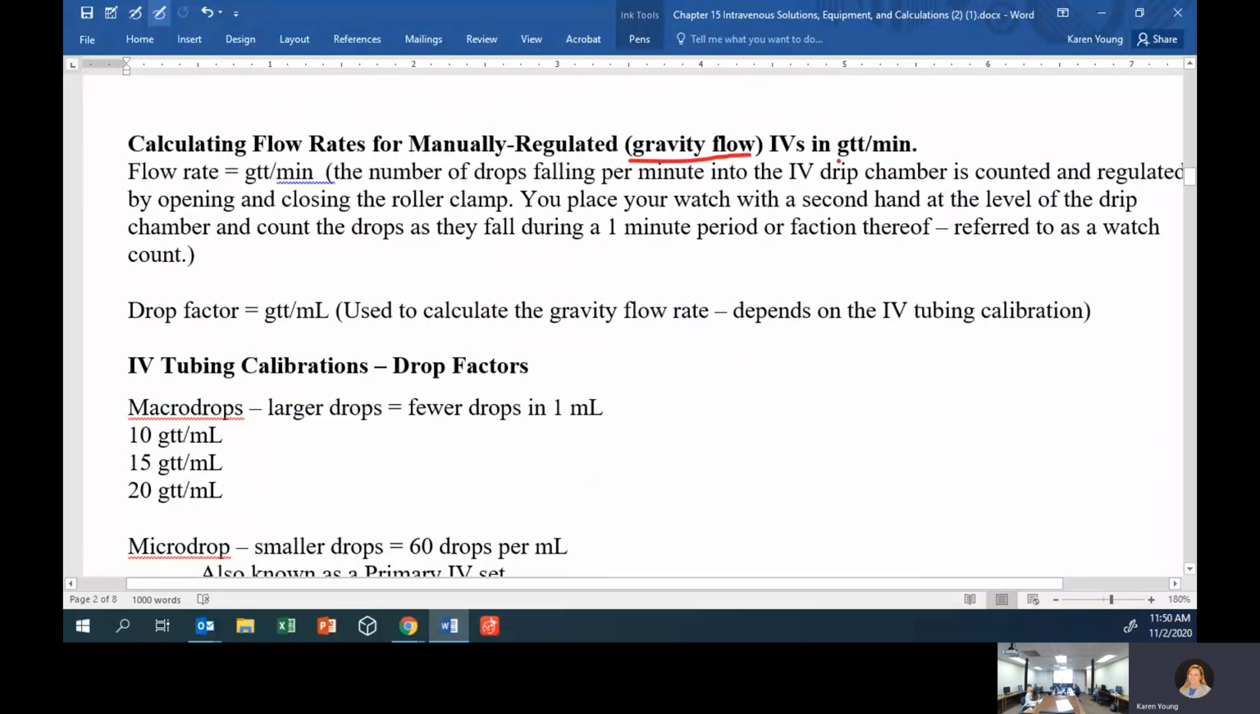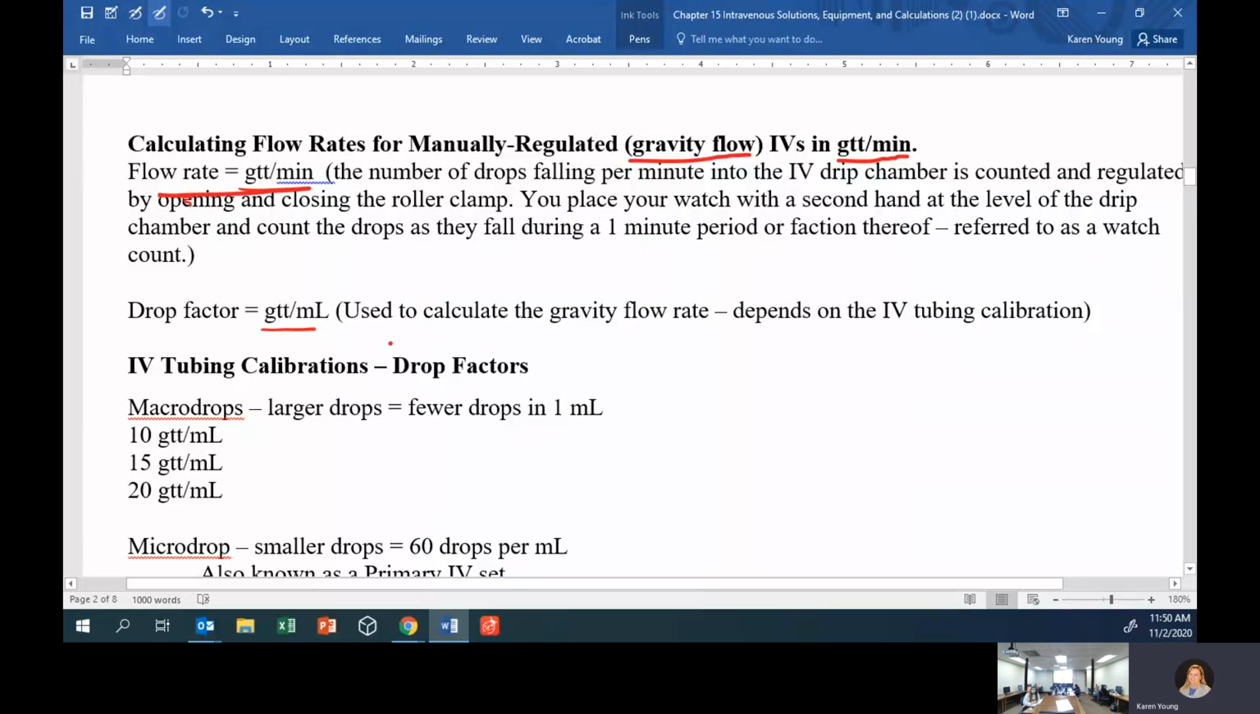Okay, and it's recorded in GTT, which is drops per minute. So the drop factor, and our drop factor, there's a difference. Our drop factor is drops per milliliter, but our flow rate is drops per minute. So we're going to use the drops per milliliter to find our answer, but we're going to record it as drops per minute.